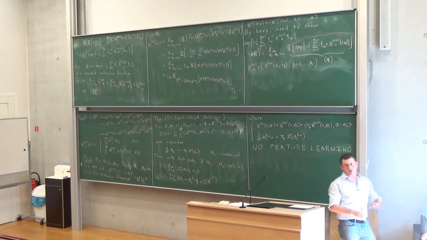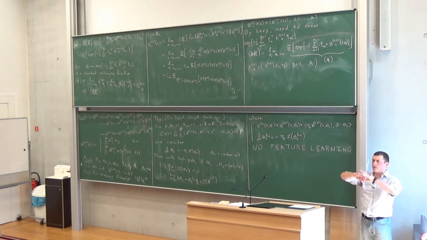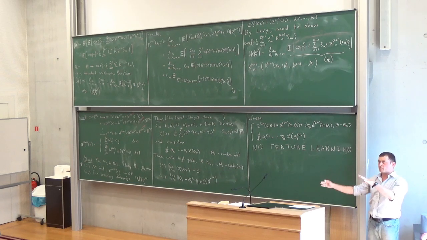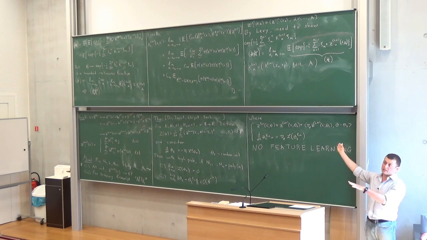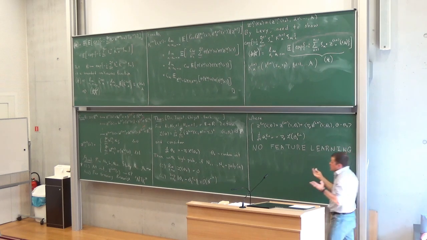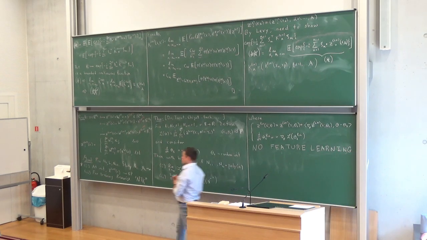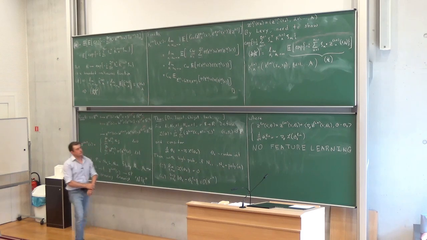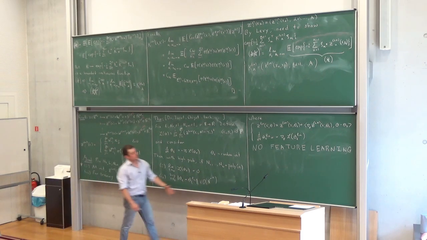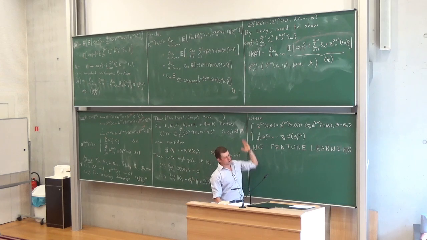If you want to think geometrically, you have some space of models which is curved. You could either move along the curved space of models, that's the true optimization, or you could move along the tangent space to the space of models, that's the linearized optimization. And the point is, they're the same. That's why they call it the kernel regime. There's an underlying kernel, which is just the kernel that underlies this linear model.